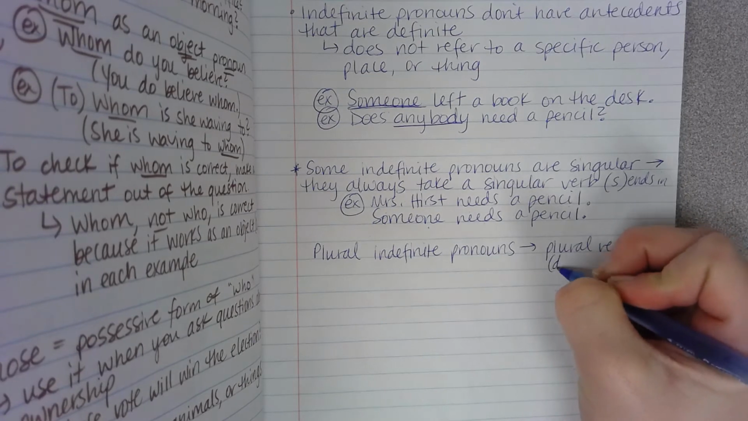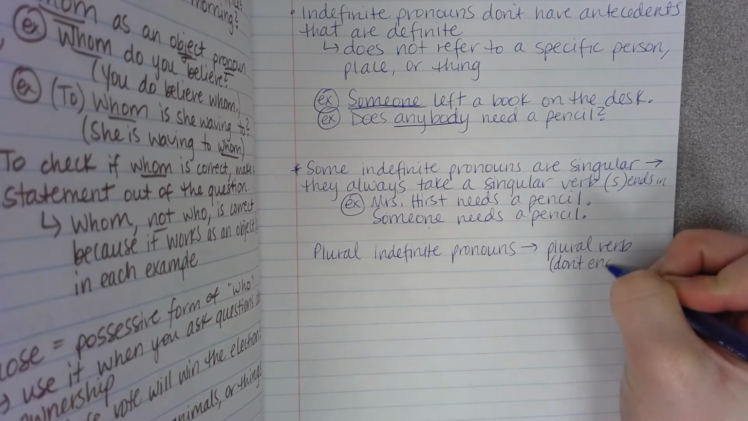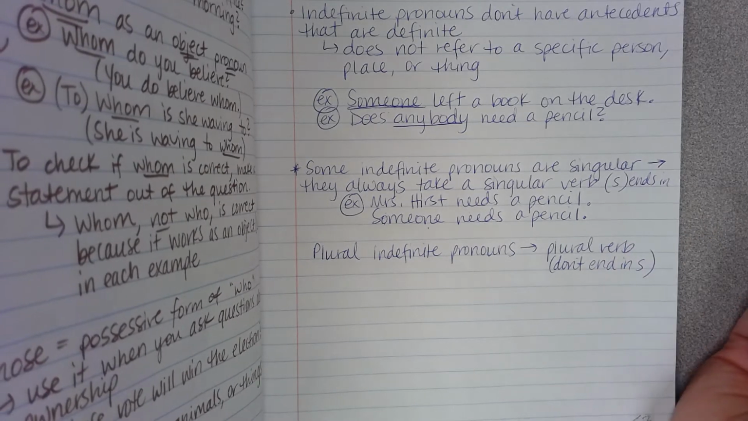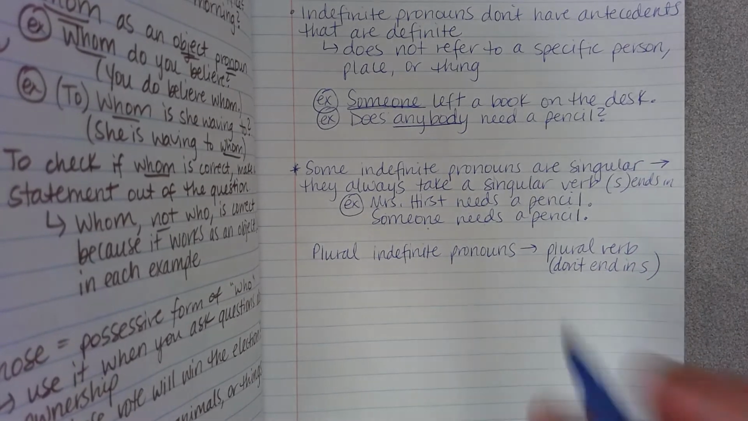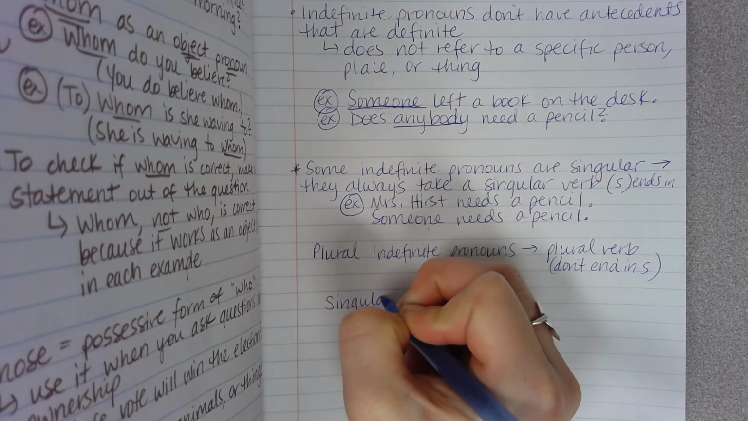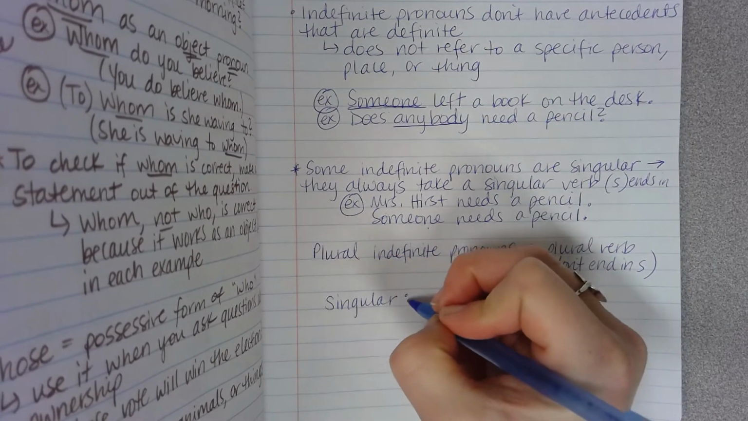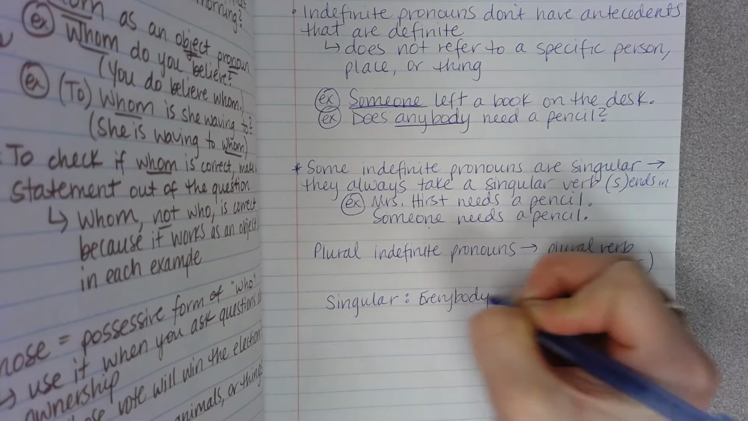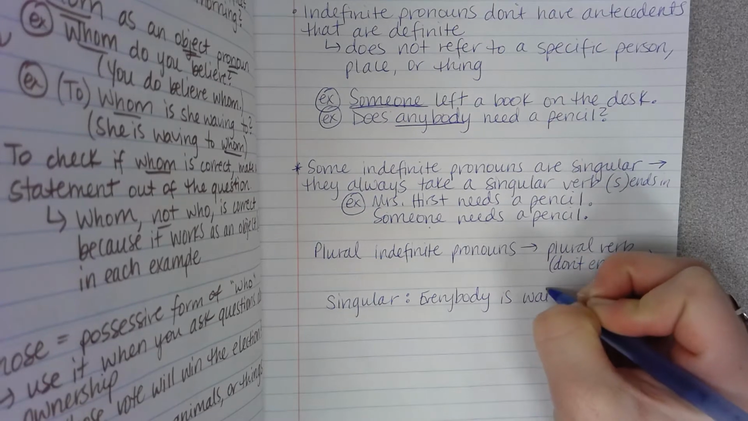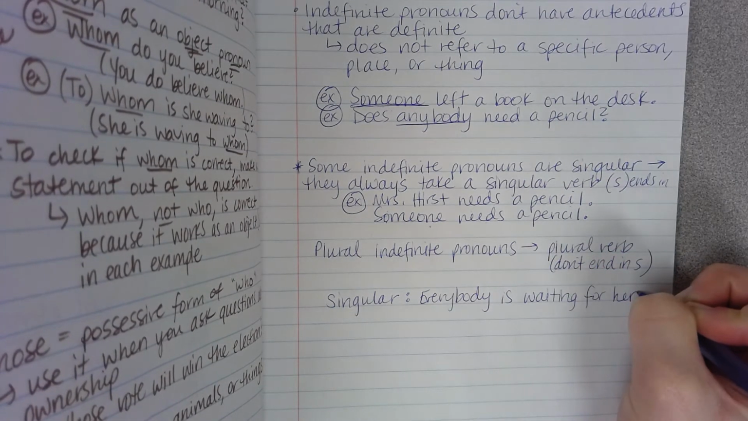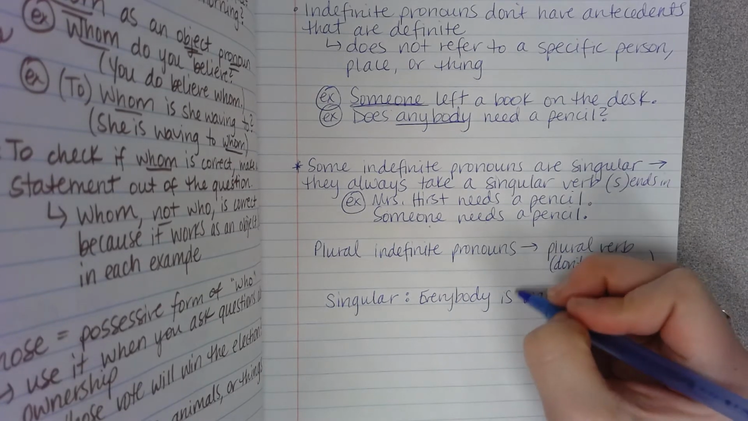Don't end in S, unless it's irregular, which we'll cover in the next unit. But I'm just kind of giving you this background knowledge here. So singular, another example: everybody is waiting for her. Singular verb.